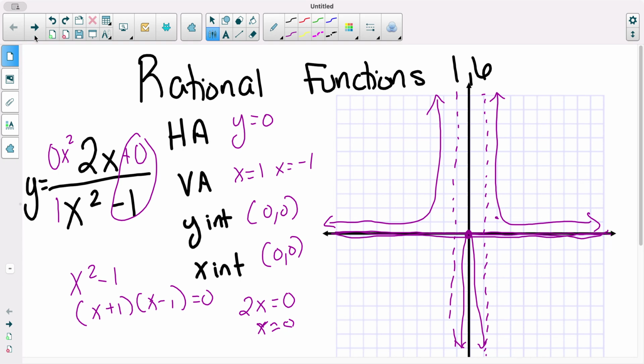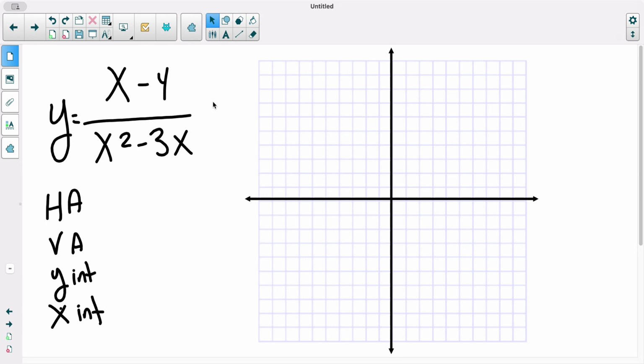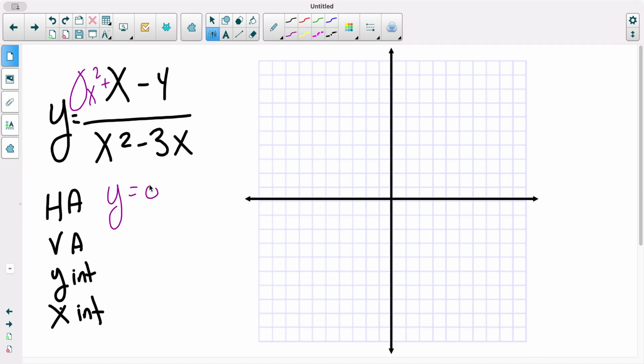Okay, so for number 6, again, horizontal and vertical asymptotes, intercepts, and a basic picture. So again, bottom heavy. All right, so 0x squared here. My horizontal asymptote is 0. That's pretty much going to be the case every time it's bottom heavy like this, because it means you're missing the piece on the top that you would need to be those leading coefficients. Okay, so this is 0.